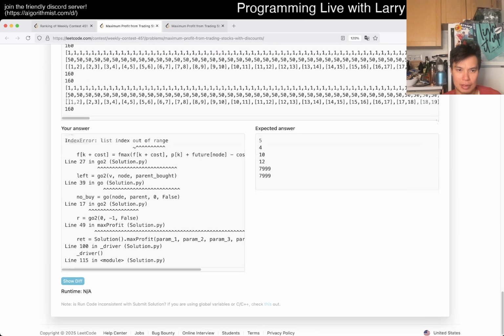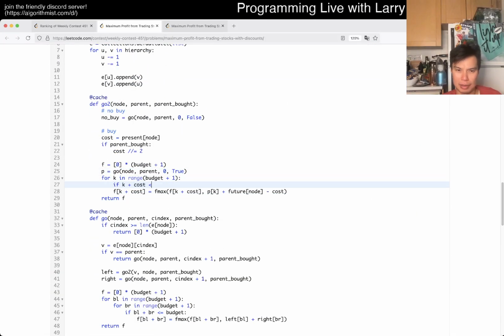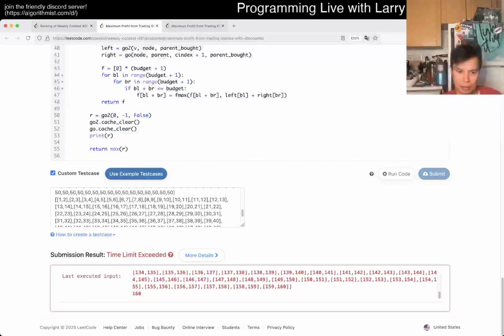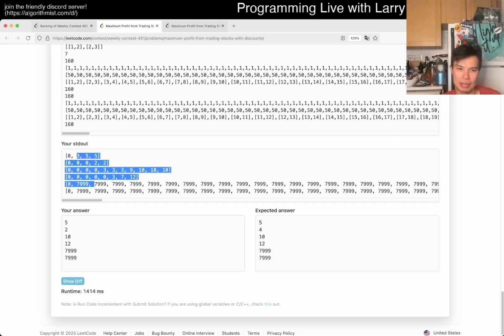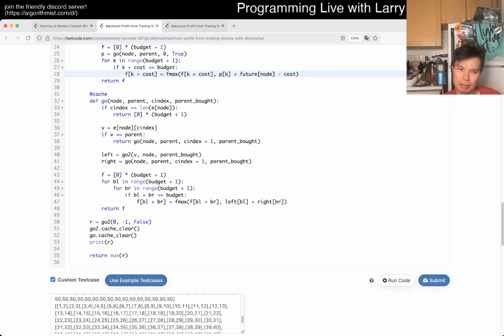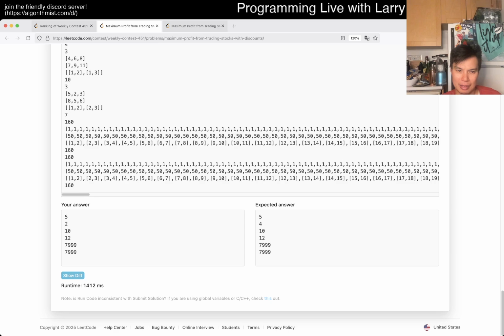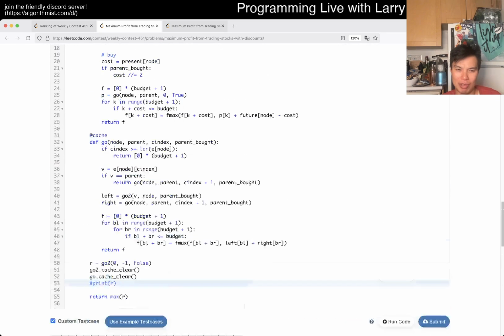Out of bounds, of course, because we didn't count the if k plus cost is less than budget. Okay, I mean it gives me the wrong answer, but it is twice as fast. And we print stuff, so it may be the printing issue. But am I confident that it's doing twice as fast, or is it just being stupid? It's wrong, so it's doing a lot less work, so that's why it's twice as fast.